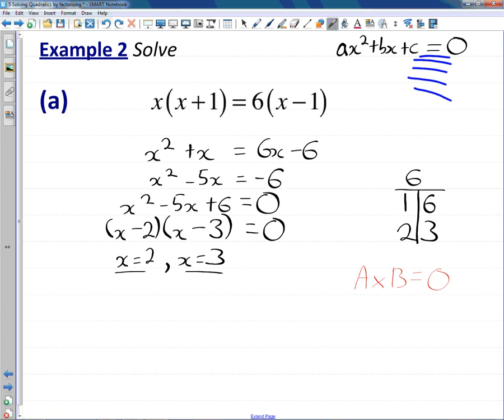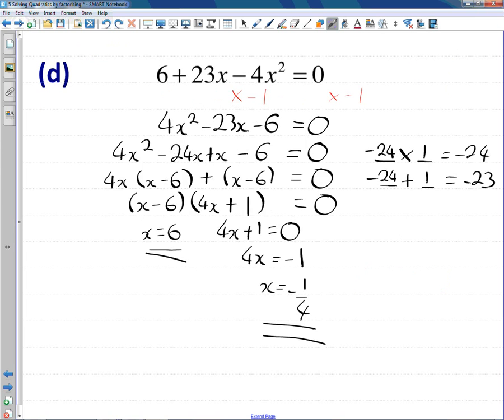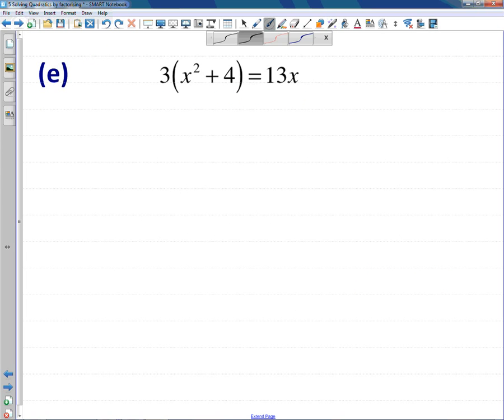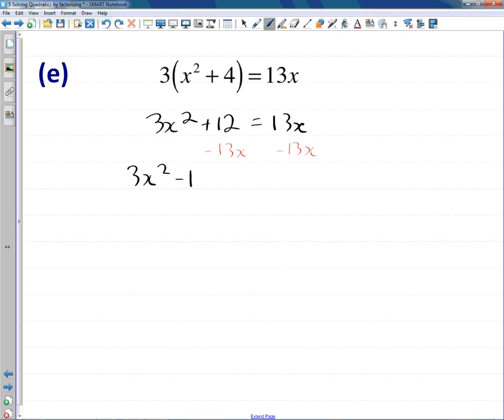Moving on to this one, again, just to keep emphasizing this principle, you've got to make everything equal to 0. So let's expand this out. Okay, 3 times 4, it's not 7 times, please. And get everything equal to 0, so we're going to need to subtract 13x from both sides. So we've got 3x squared, take away 13x plus 12, and that equals 0.